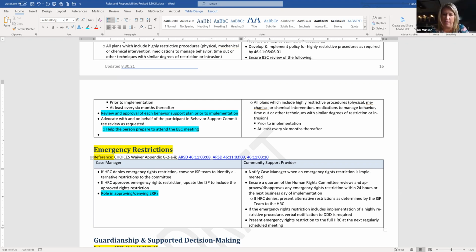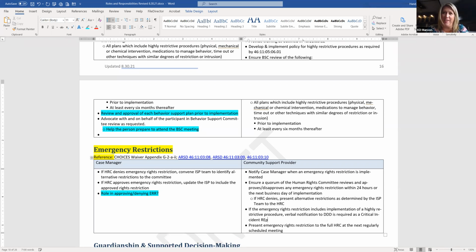Has anybody ever had an HRC deny something that already occurred? Because we have, where it was, say, a physical hold, and there were other ways to maybe deal with a behavioral issue, and staff did a physical hold, or the physical hold was done incorrectly. So those are CIRs, but the emergency approval would have been denied.